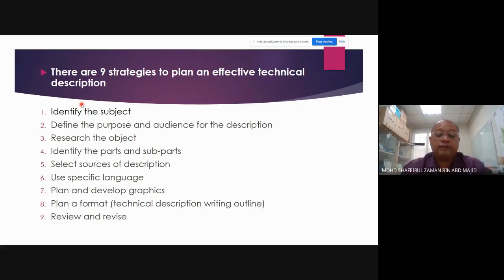For your information, for your first assessment, you need to discuss among you in a group what is the product that you're going to choose, and then you need to get my approval.